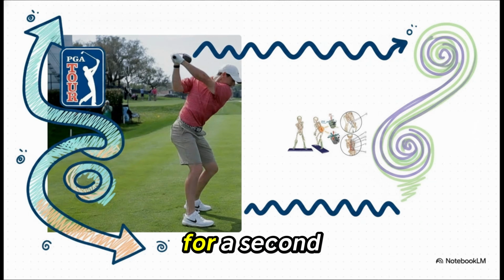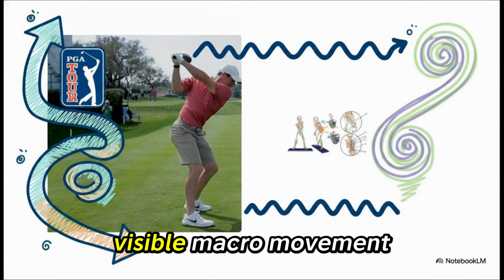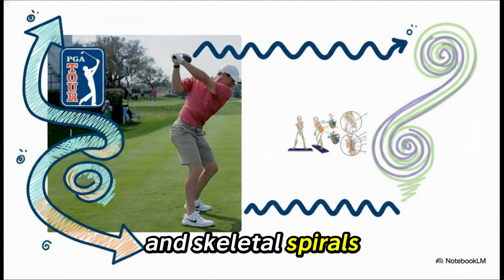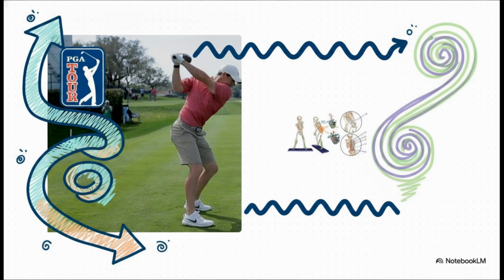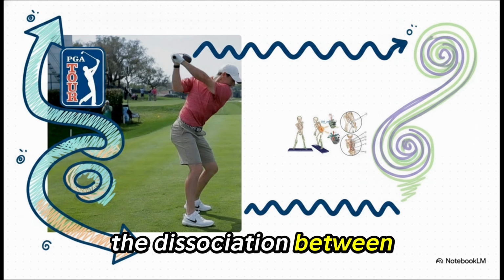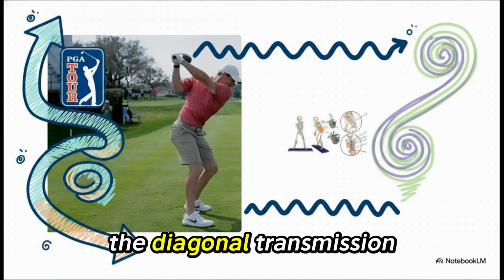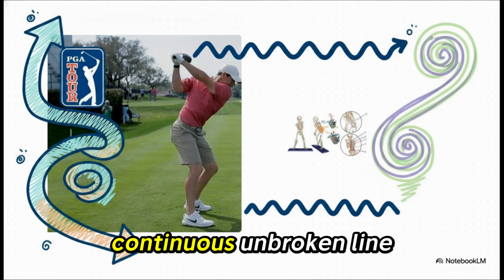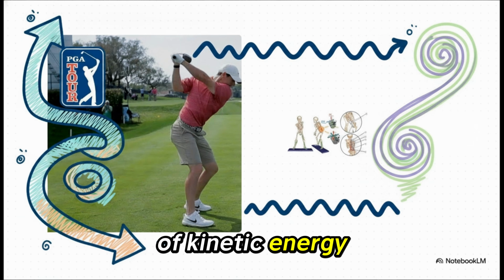Let's act as an X-ray for a second here. On one side, you have the visible macro movement. On the other, the invisible fascial and skeletal spirals happening right beneath the skin. The anchoring of the foot, the dissociation between the pelvis and the thorax, the diagonal transmission of energy from the back leg to the opposite shoulder. It is a continuous, unbroken line of kinetic energy.